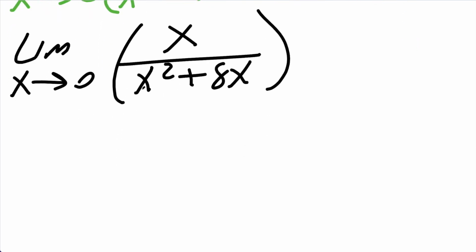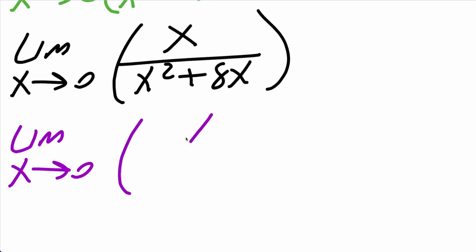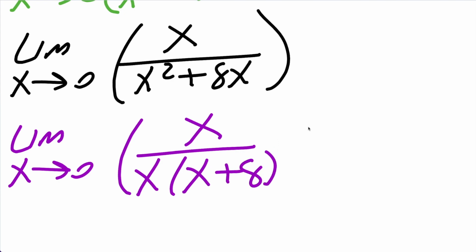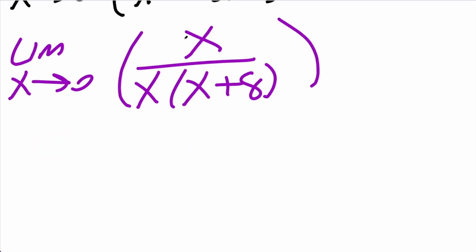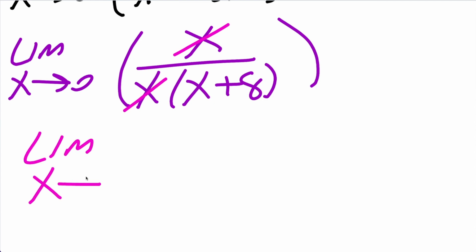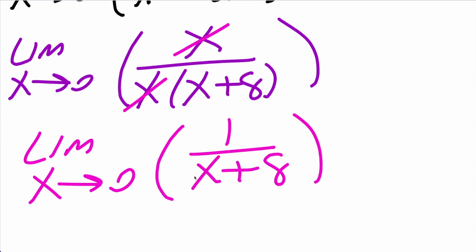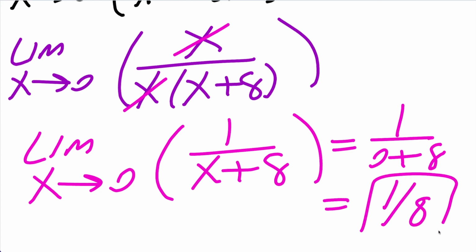Our next step, we have an x squared plus 8x, so x is common, so we can factor out an x. So we can rewrite it as the limit as x approaches 0 of x in the numerator, divided by x times (x + 8), and let's check it. x times x is x squared, x times 8 is 8x. So we can get rid of the x, so cancel, cancel. We have the limit as x approaches 0 of 1 divided by (x + 8). At this point, we can plug in 0, and we would get 1 divided by (0 + 8), which is just 1 over 8. And this right here is our final answer.